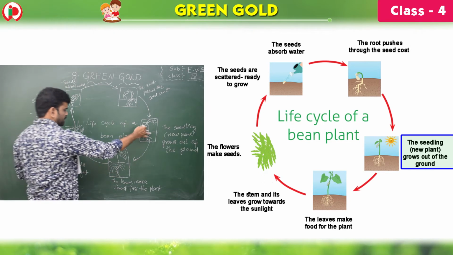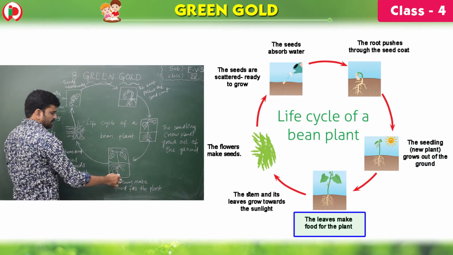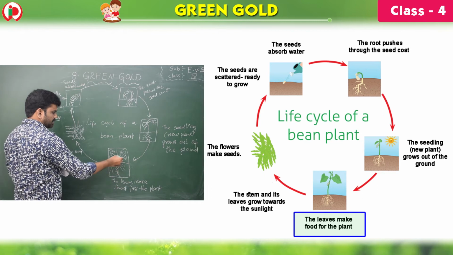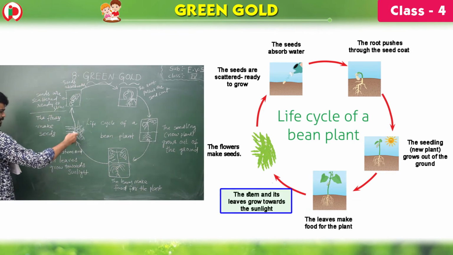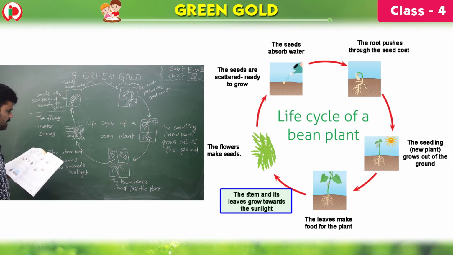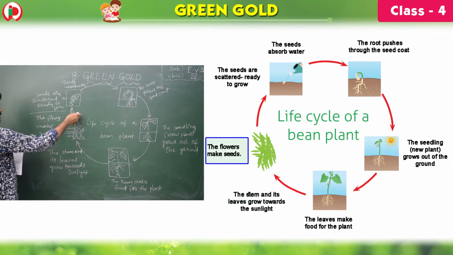This is the seedling, and these leaves make food for the plant. See, these are the leaves, they make food for the plant. And here, the stem and its leaves grow towards sunlight. Stem and its leaves, okay, what happens here? They grow towards sunlight, and finally the flowers are making the seeds.